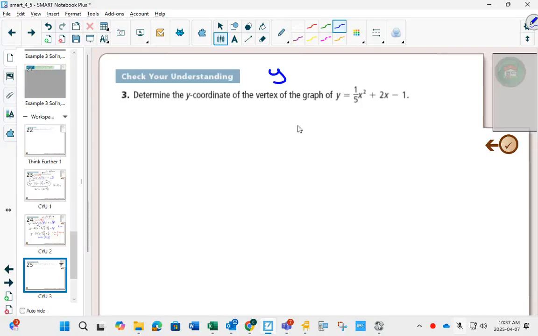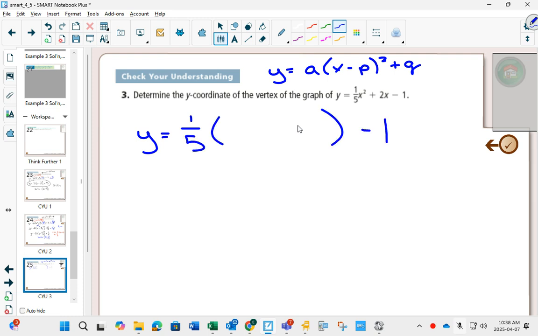Says the y-coordinate of the vertex. Well, if you want the vertex, we need the standard form. But how do we deal with an a value that's a fraction? Well, step one, we want to factor that out. We'll still have the minus 1 at the end.